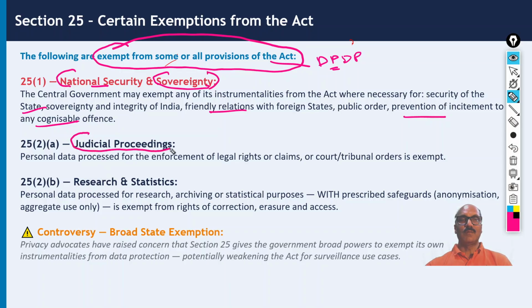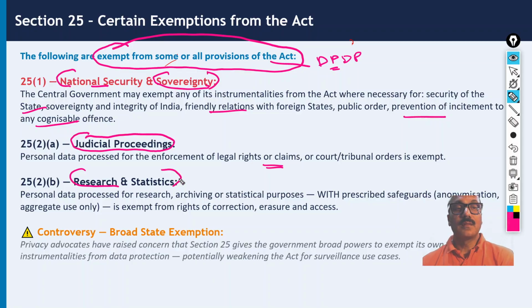Then the other is judicial proceedings, court related matters, right? Research and statute, for example, census, statistical institutions, the national statistical institution of India. They collect the data from the citizens for generating the census for that year. Even those institutions collect very much personal information. So if we expect them to follow DPDP provisions, it becomes impractical for their work.